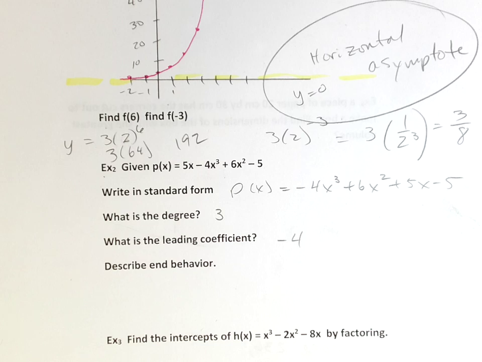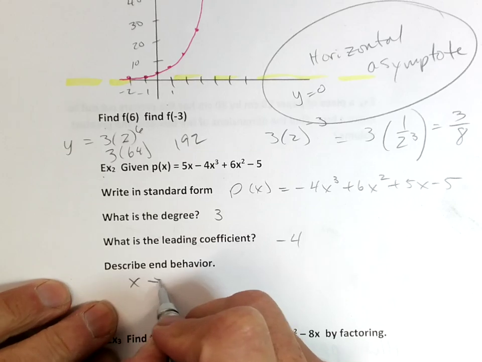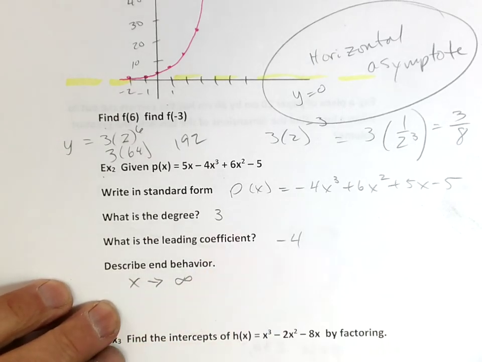We don't need to put it on our calculator because all we're looking at is end behavior. So as x approaches positive infinity, what's y doing?